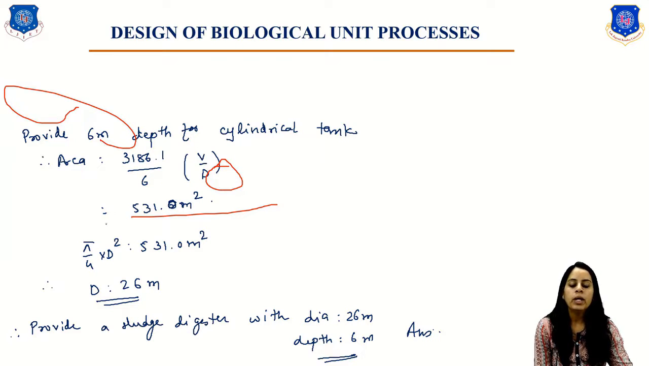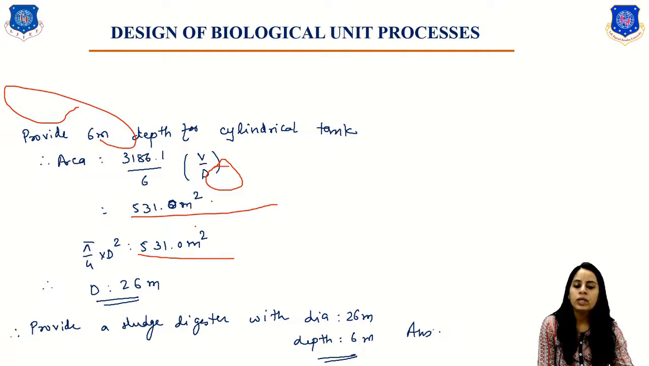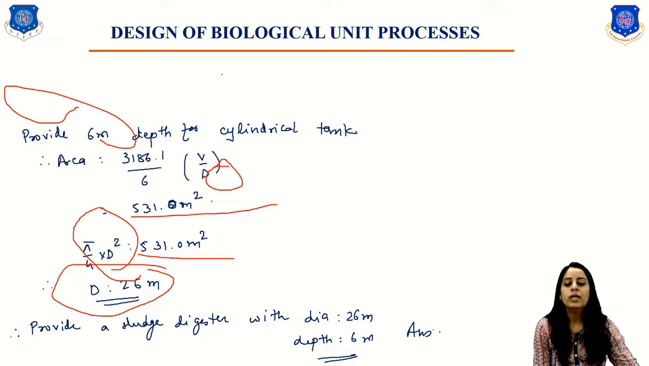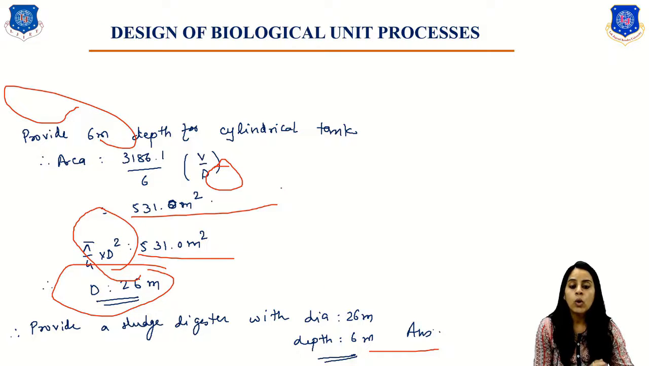Right. Okay. So from the area we find out the diameter. For a circular tank, the area is A equal to pi by 4 D square. We put the value of the area, which is 531.0 meter square, and from this we find that D is equal to 26 meter. So they provide a sludge digester with diameter 26 meter and depth 6 meter. So this is the whole design of this sludge digester.